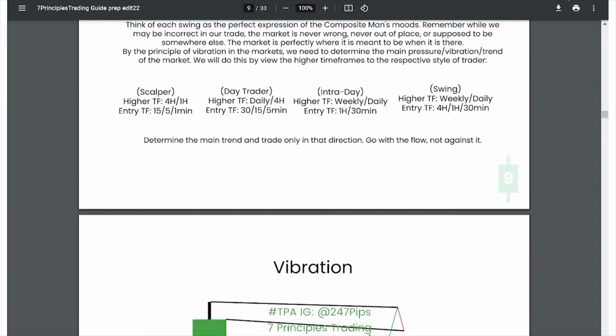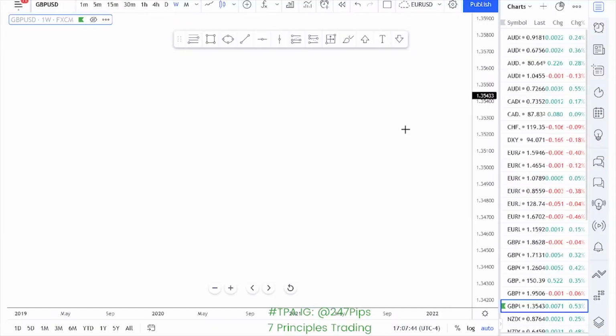Okay, we're gonna start on the weekly, daily, go down into the 4 hour and maybe the 1 hour and 30 minutes to actually look for our entry. Mainly the 4 hour and the 1 hour, we're going to try to spot those entries, but the weekly and the daily is going to be giving us our general trend for the market.